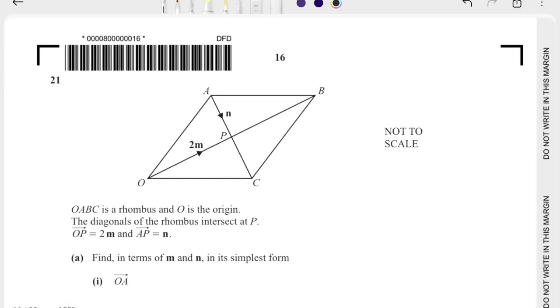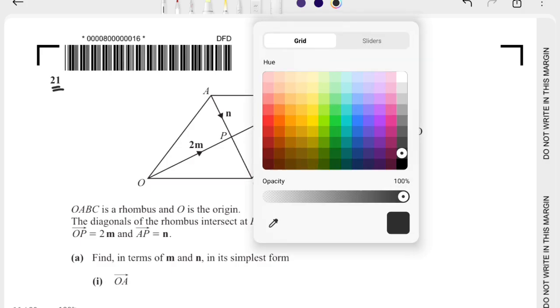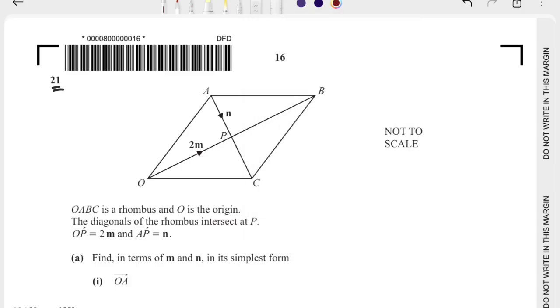Next question. It's question number 21. OABC is a rhombus and O is the origin. The diagonals of rhombus intersect at P. OP is equal to 2m and AP is equal to n. Find in terms of m and n in its simplest form OA.